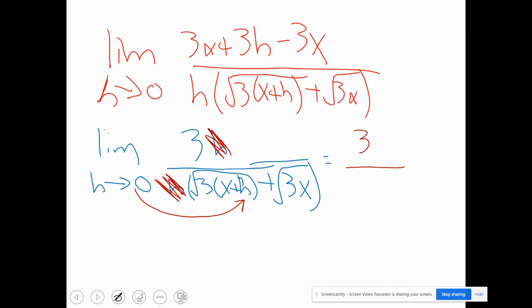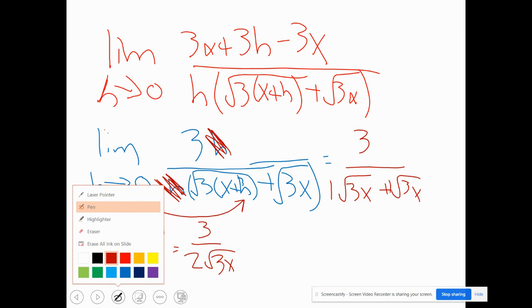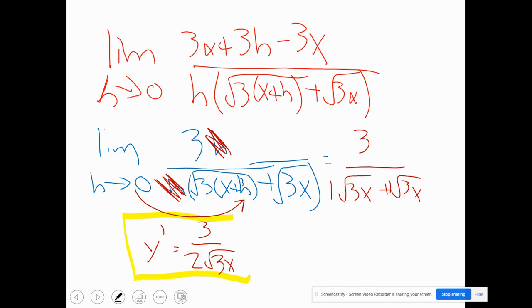If you plug a 0 into the first quantity, you'd get the square root of 3x plus, and there's no h in the second, square root of 3x, which means my y prime is 3 over, you have 1 square root of 3x plus 1 square root of 3x, which would be 2 radical 3x's. And that there is my slope formula. That would tell me the slope anywhere along that curve.